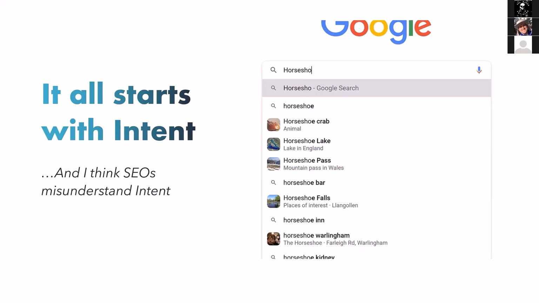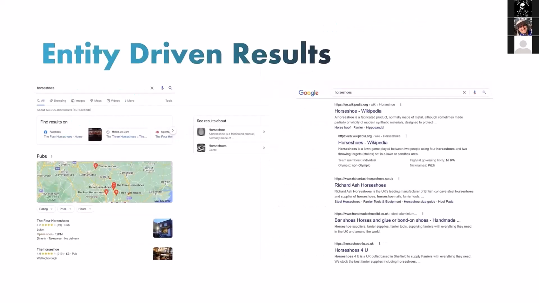The intent here is not necessarily to differentiate between transactional and navigational. The intent here is to try and work out whether I'm interested in horseshoe crabs or Horseshoe Lake or Horseshoe Pass or Horseshoe Falls or a number of pubs around the area called the Horseshoe Inn. So these are very different entities and very different ideas. I think this is really, really important to start, because it's what's going on here. Google is blending ideas and entities. So these are the results that come back.